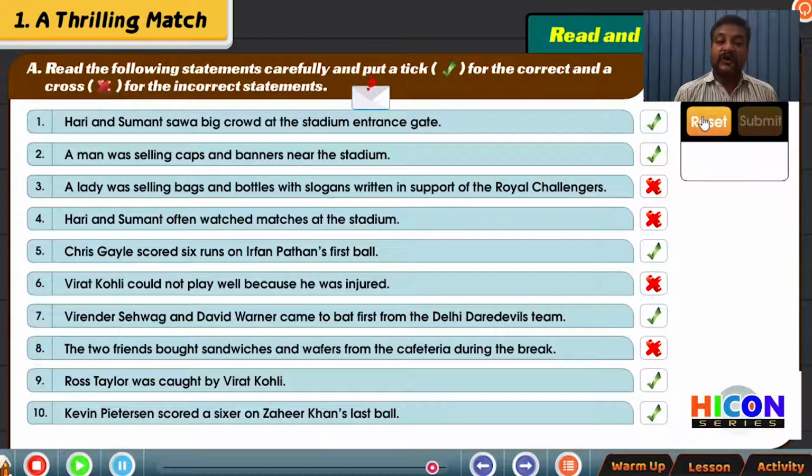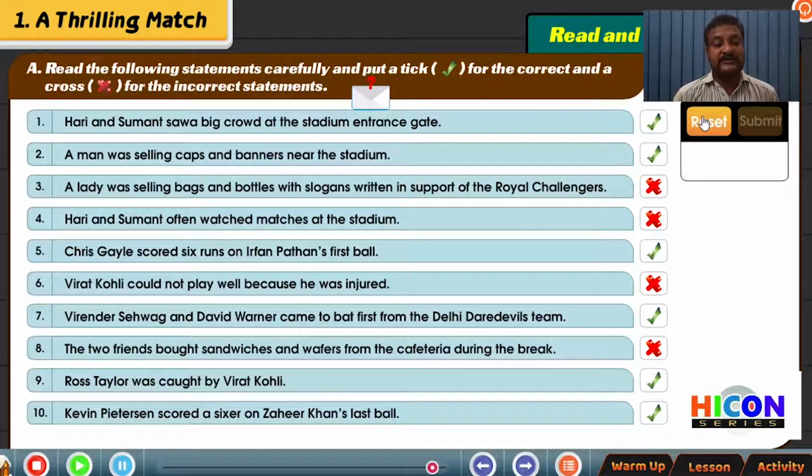Hari and Sumant often watched matches at the stadium. Hari and Sumant, did they watch matches often? They said it was the first time for Hari and Sumant to watch a match in the stadium, isn't it? The sentence says it was the first time for Hari and Sumant to watch a match in the stadium. So the sentence is wrong.